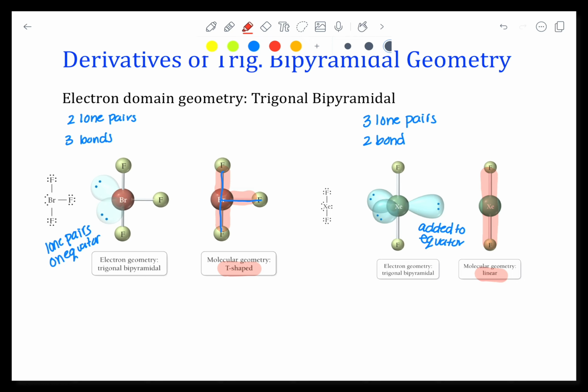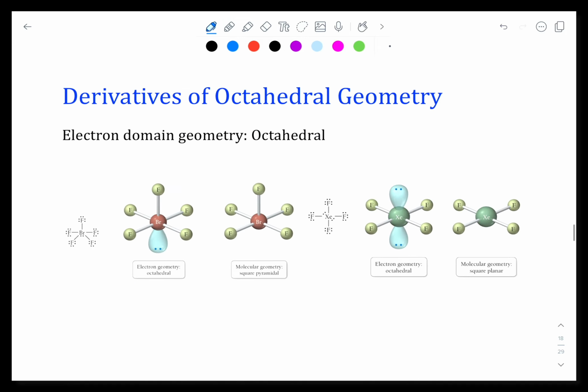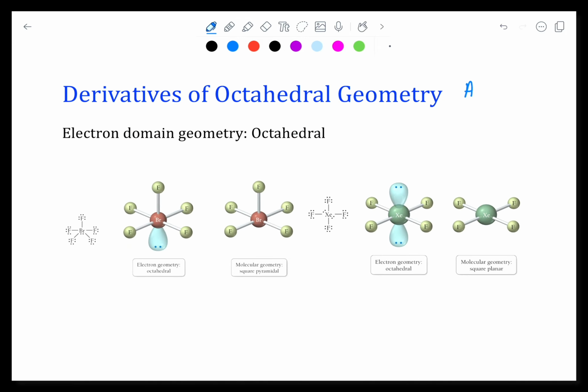Okay, so that was all of our AB5s. So we went from 1 lone pair, 2 lone pairs to 3 lone pairs. We went seesaw, T-shaped to linear. Now we're going to look at our AB6. So our lone pair gets added on. It doesn't matter where because all of the bond angles are the same. So we went from octahedral when we added that lone pair.